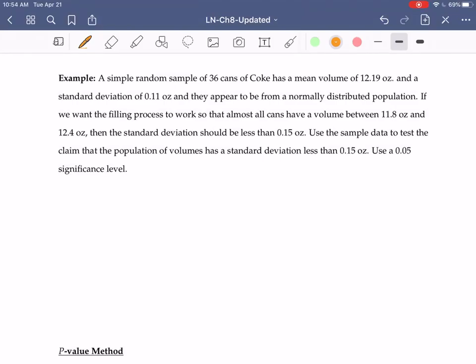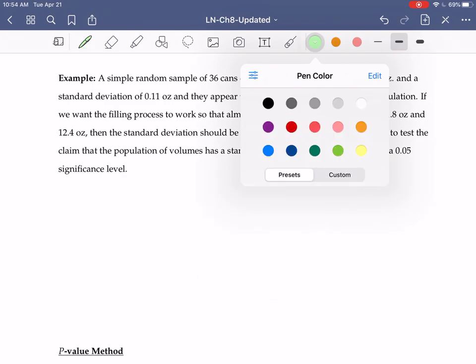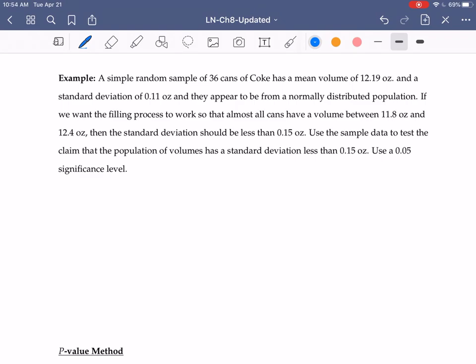Here we're going to take a look at an example where we are going to do a hypothesis test for a population standard deviation. So here we have a simple random sample of 36 cans of Coke, has a mean volume of 12.19 ounces and a standard deviation of 0.11 ounces. They appear to be from a normally distributed population.